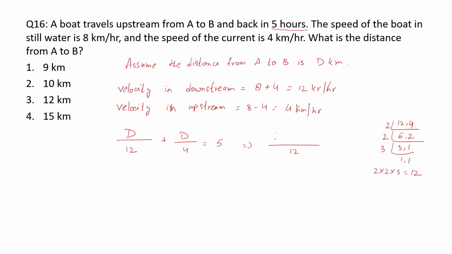2 into 2 into 3 is 12. So the LCM is 12. So this d will be as it is. 4 into 3 is 12. So 3d plus d, 4d upon 12, is equal to 5. By cross multiplication, you will have d equal to 15. So the distance between A and B is 15 kilometers. Option 4 is correct.